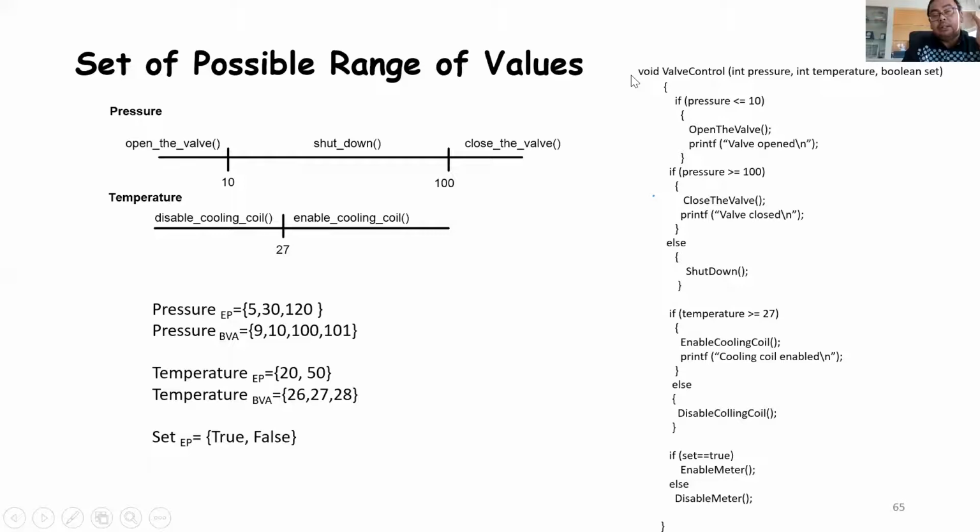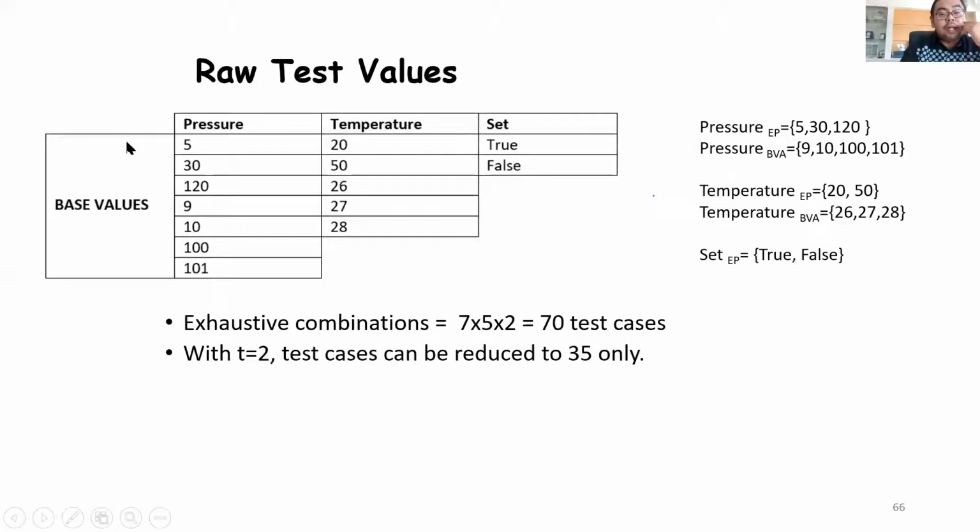So these are the set of test cases that I'm going to use to test this unit, or these methods, as you call it. By having these raw test cases, I'm going to have 5, 10, 20 as the base values. These are the 3 parameters: one parameter having 7 values, another having 5 values, and the other having 2 values.